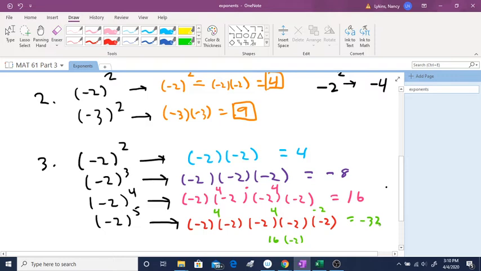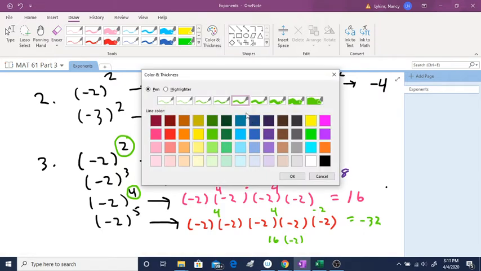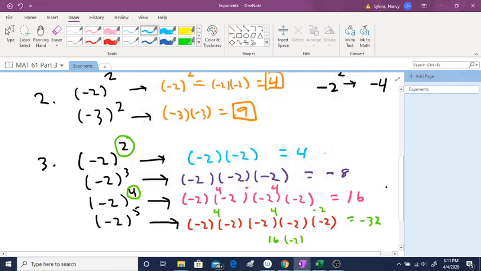Now I want you all to take a look at the patterns. If you look at your even exponents, when you've got a negative number raised to an even number, you always get a positive. Now, let's take a look at the odd powers. So if you have a negative number raised to an odd power, that gives you a negative number.